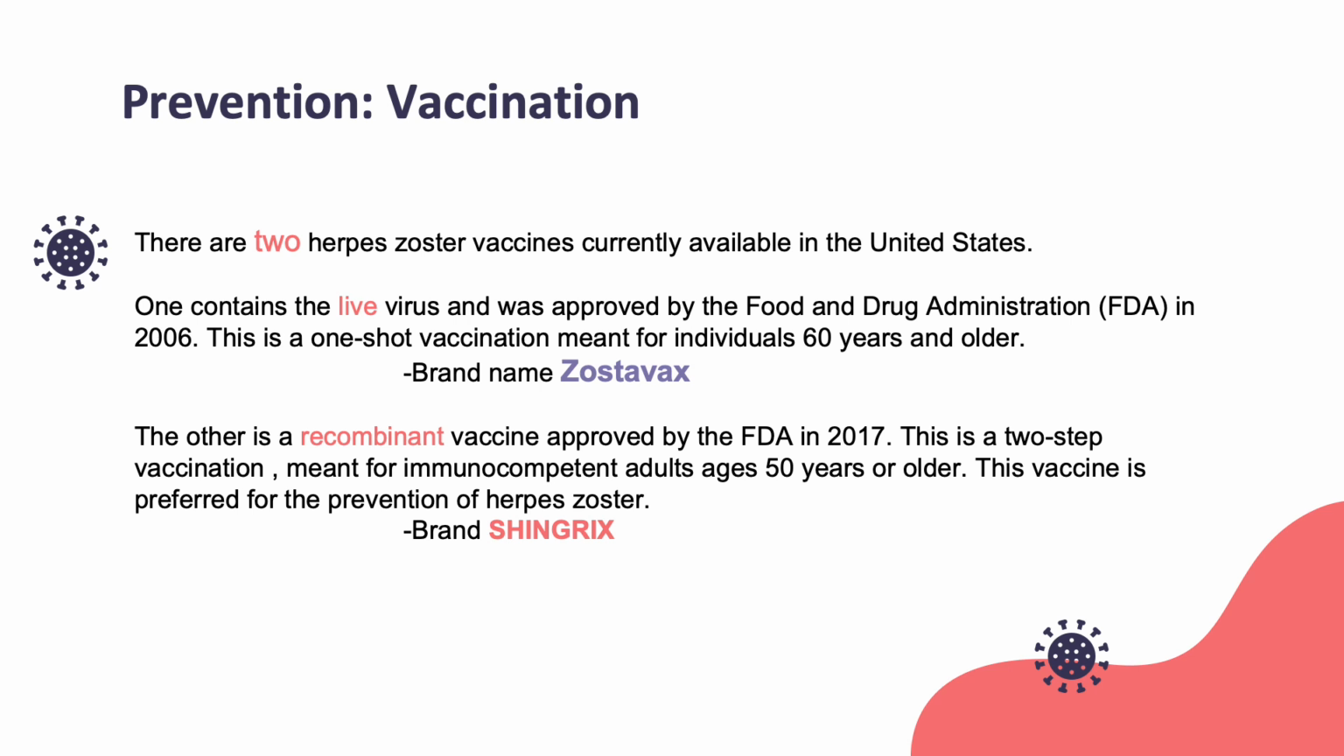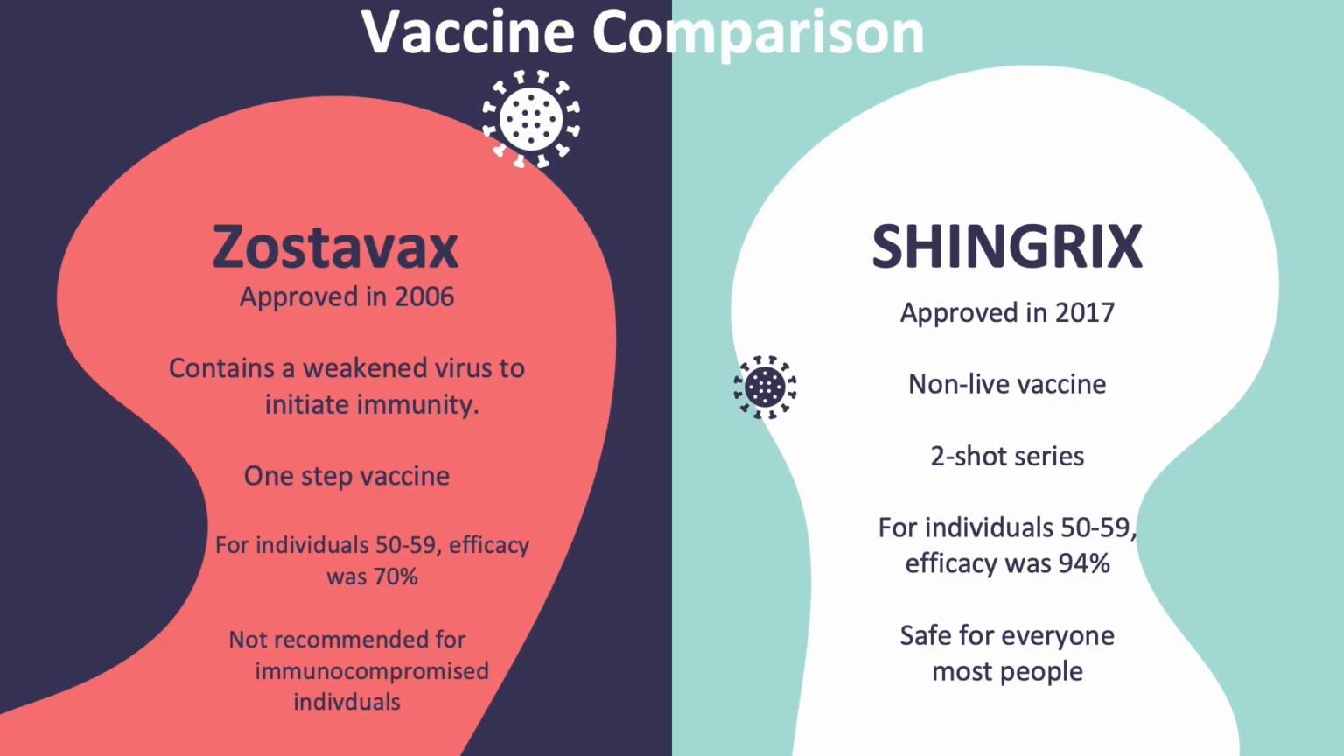Prevention. There are 2 herpes zoster vaccines currently available in the United States. One is a live virus, and the other is a recombinant. Both have their pros and cons, and both are efficacious for preventing shingles. And the summary of the 2 FDA-approved shingles vaccines for the United States. Again, there is Zostavax, approved in 2006, and Shingrix, approved in 2017.